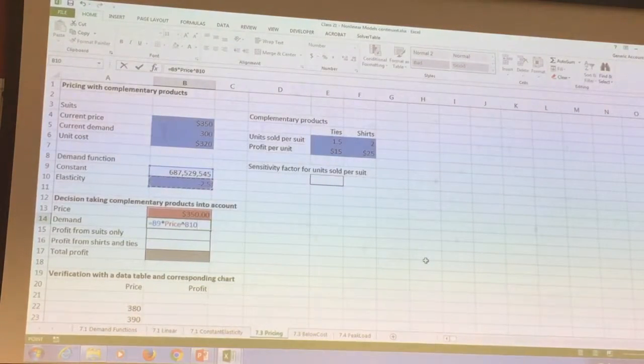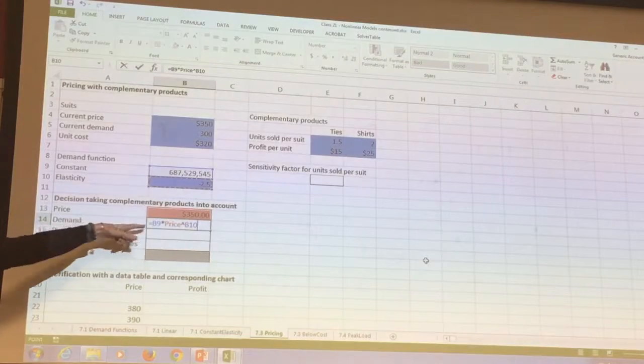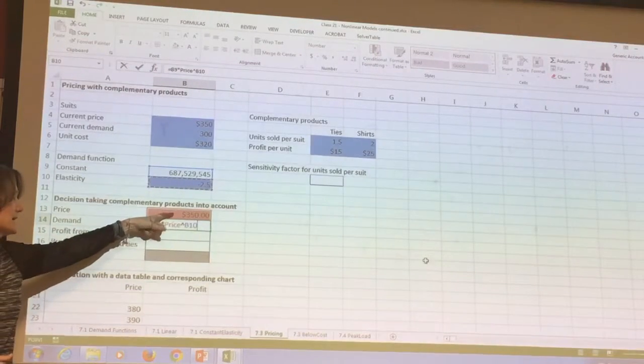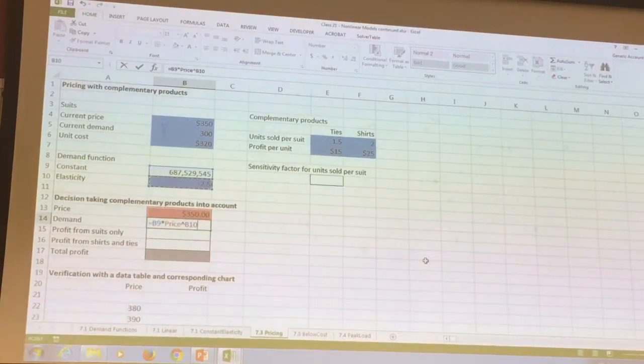A lot of cells are named in this because of the stuff that I know is coming. But ax raised to the b, that's the b9 times price, this price, raised to the negative 2.5.